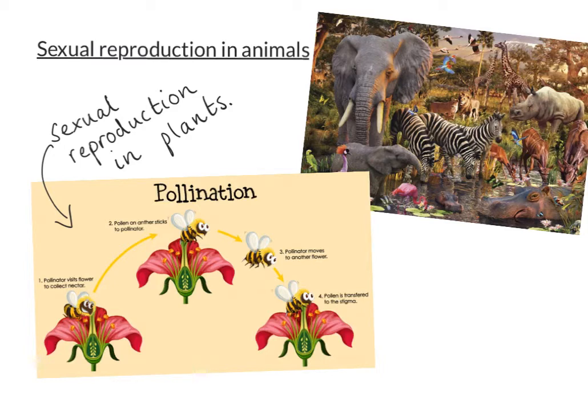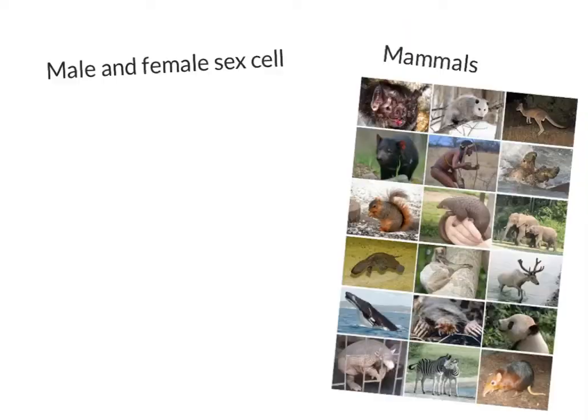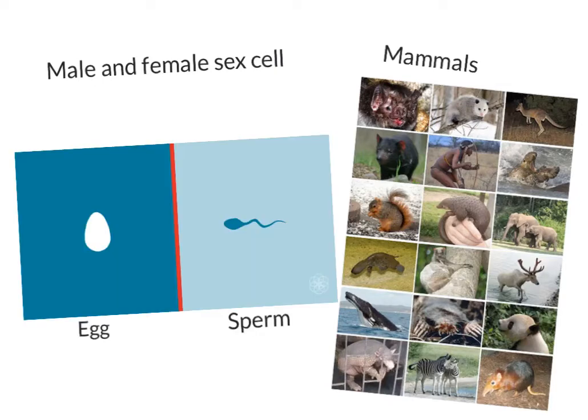So let's have a look at how animals sexually reproduce. So like plants, animals have a male and a female sex cell. So in the case of the plant, the pollen was the male and the ovule inside the plant was the female sex cell. In mammals, for example, and I've put a picture to help you, that's any animal that gives birth to live young, they have a sperm, which is a male sex cell, and an egg, which is the female sex cell.